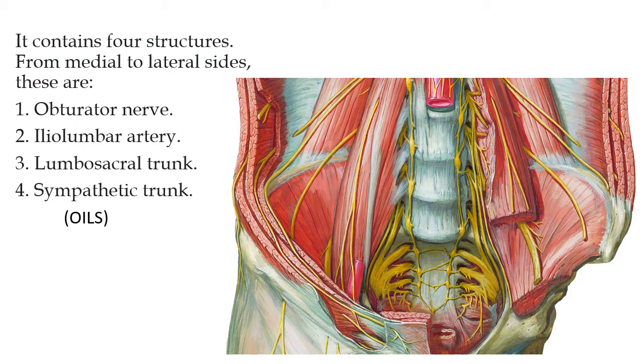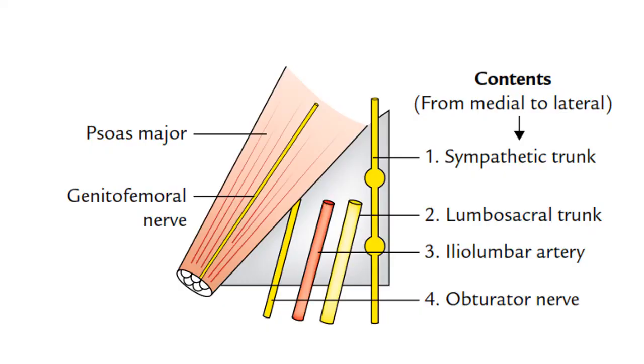So what does it contain? This lumbosacral triangle of Marcille contains four important structures: obturator nerve, iliolumbar artery, lumbosacral trunk, and sympathetic trunk. To remember these four contents in the lumbosacral triangle is OILS, O-I-L-S. O stands for obturator nerve, I stands for iliolumbar artery, L stands for lumbosacral trunk, and S stands for sympathetic trunk. So the schematic diagram, you can easily represent in the examination.